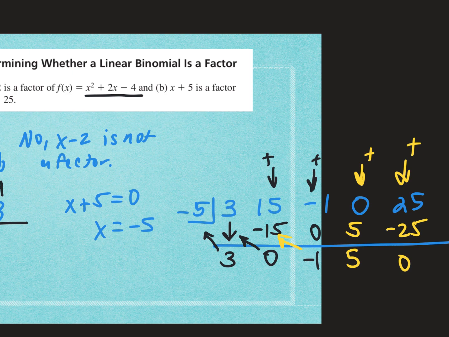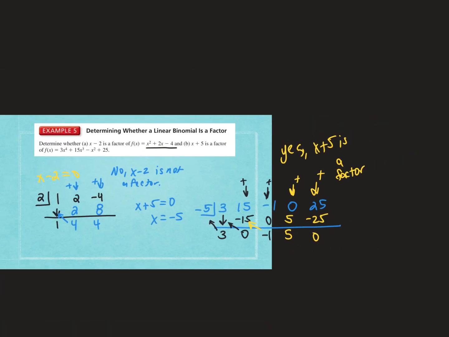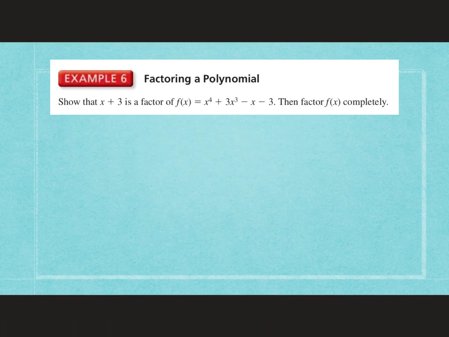So you guys just did all the math. You proved this. What is the answer to this question? Yes, x plus 5 is a factor. And why is it a factor? Because your remainder is 0. Good. Very good. It's fun, right?